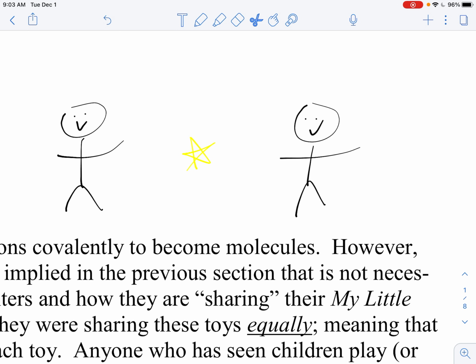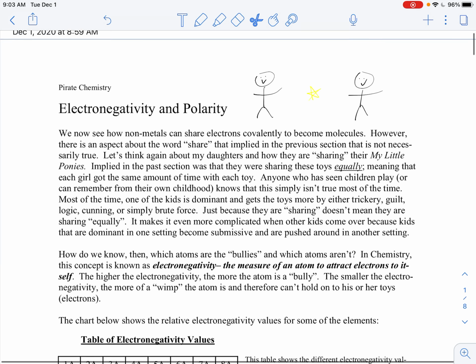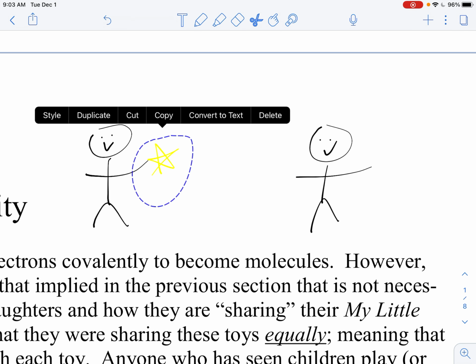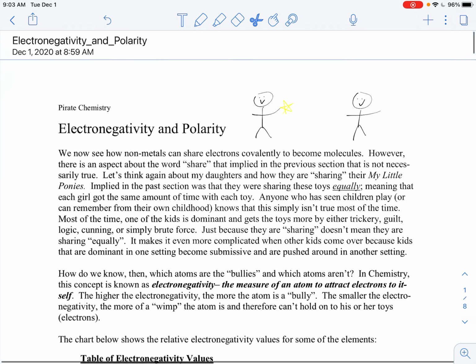Now, how are we supposed to know which ones share equally and which ones don't? How are we supposed to know which ones are kind of like the bullies, like this guy, versus this guy who apparently can't keep the star for himself? So this guy over here is the bully. How do we know if he is a bully? Well, it is based upon a factor of each atom that is called electronegativity. Now, what is electronegativity? It's right here. It's the measure of an atom to attract electrons to itself.